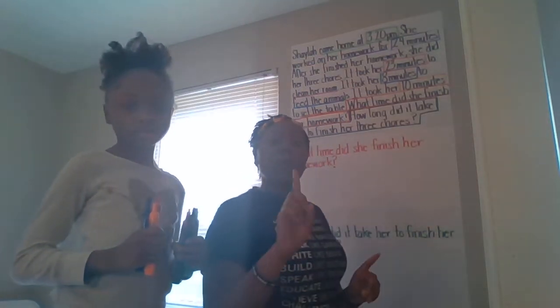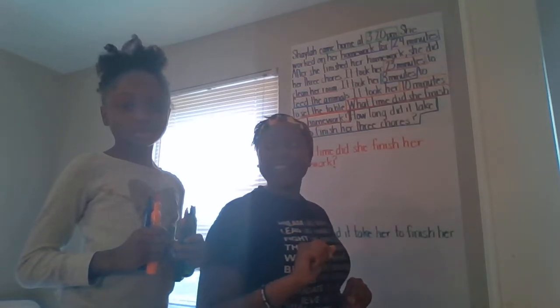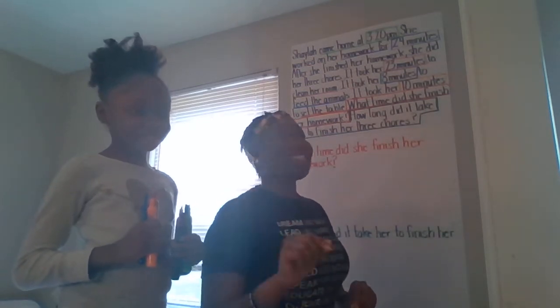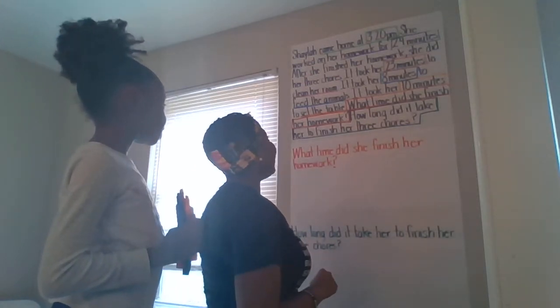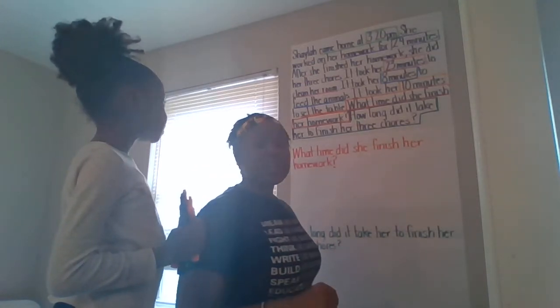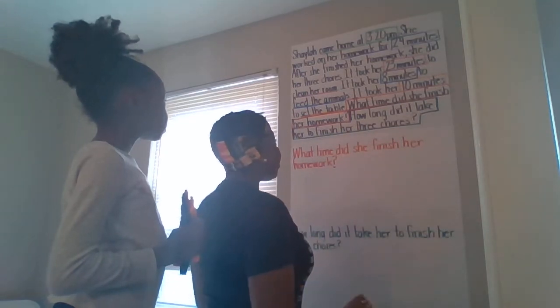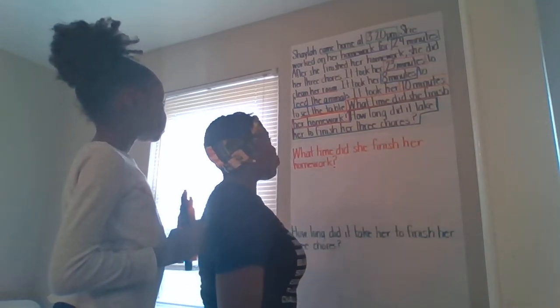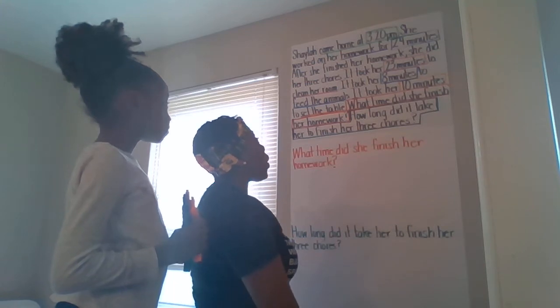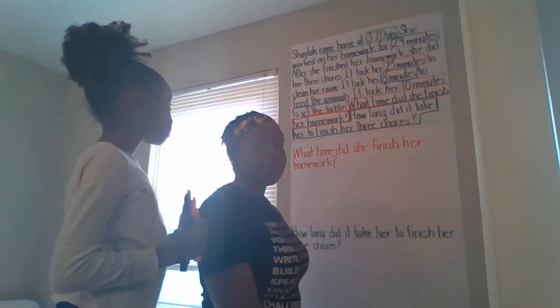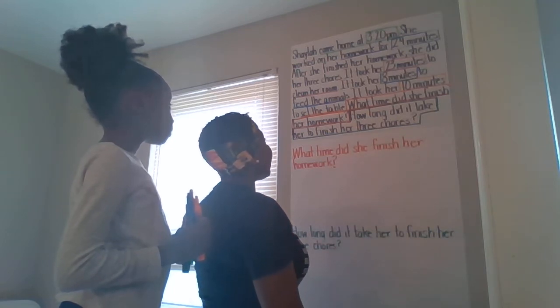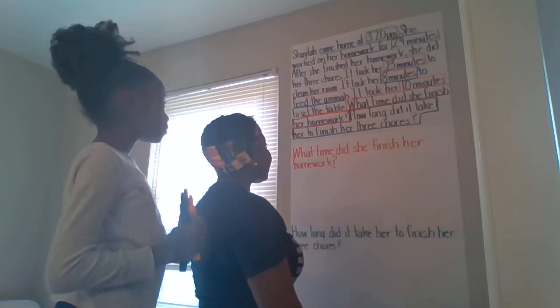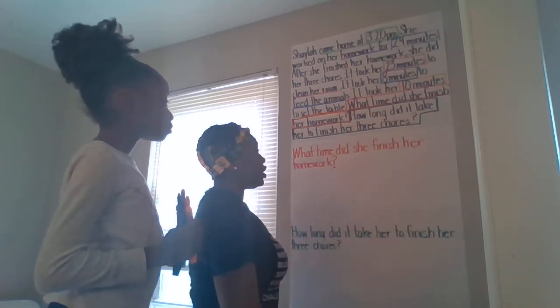I'm going to read it one more time. All right, so Shaylah came home at 3:20 p.m. She worked on her homework for 24 minutes. After she finished her homework, she did her 3 chores. It took her 23 minutes to clean her room. It took her 8 minutes to feed the animals. It took her 10 minutes to set the table. What time did she finish her homework? How long did it take her to finish her 3 chores?